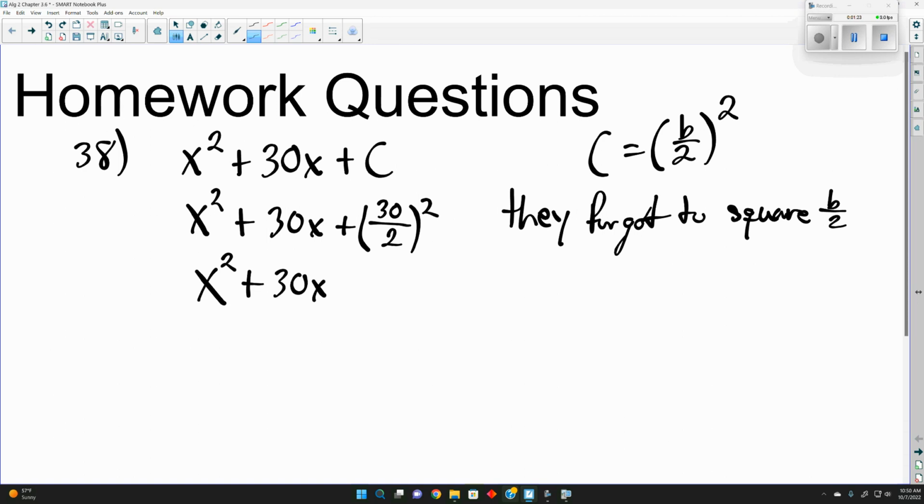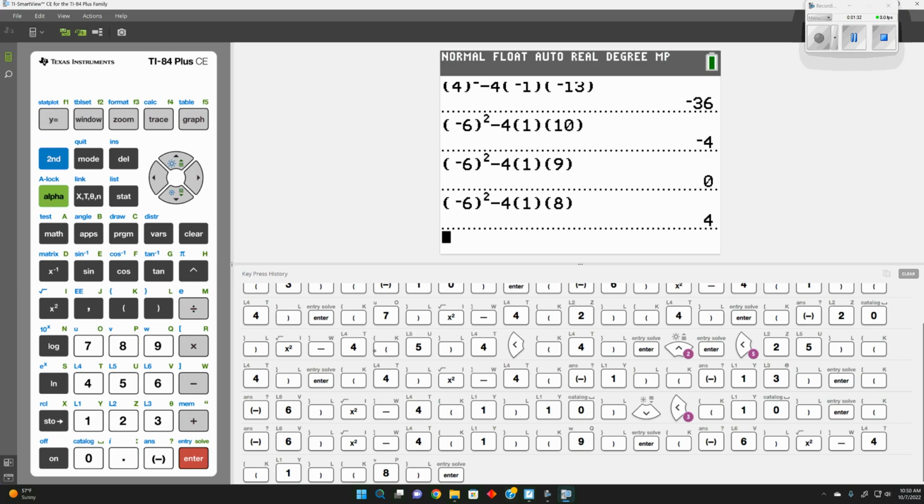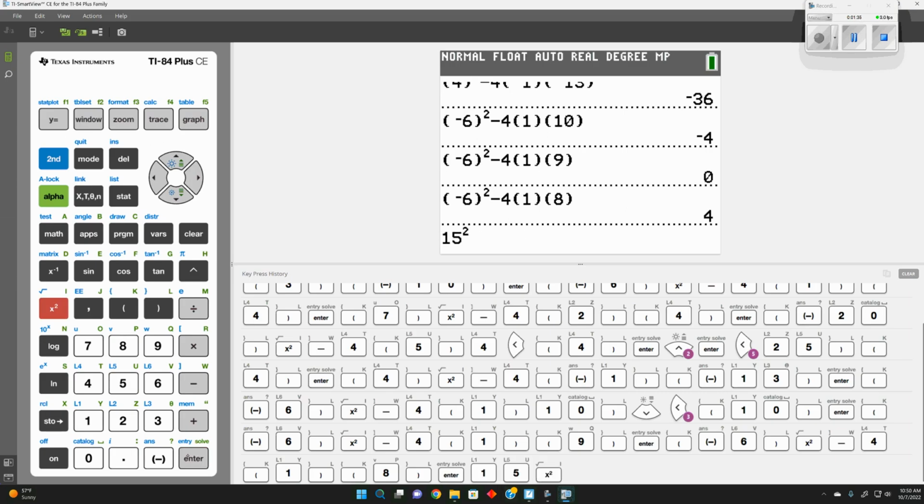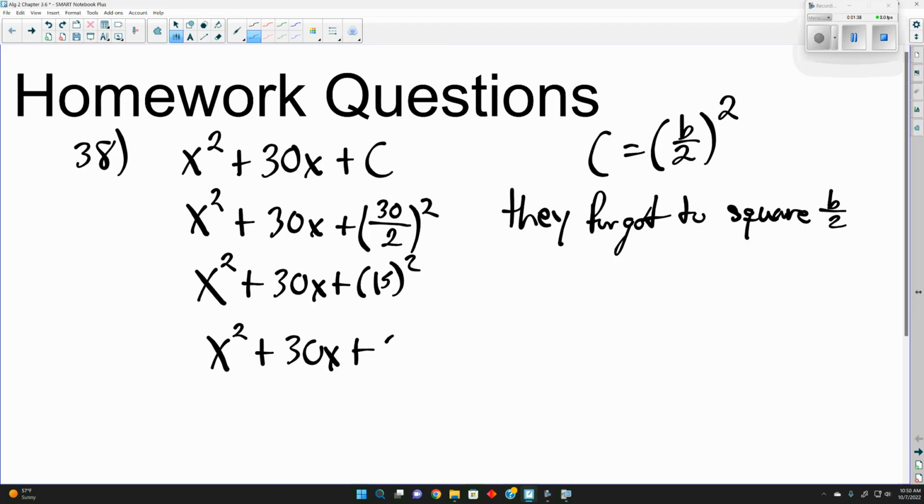Now 30 divided by 2 is 15, but we have to square 15, which if we grab the calculator, 15 squared is 225. So this here is the correct answer. It needed to be 225, not 15. You need all of that, 15 squared, because they forgot to square the 15. That's where the error came into play.